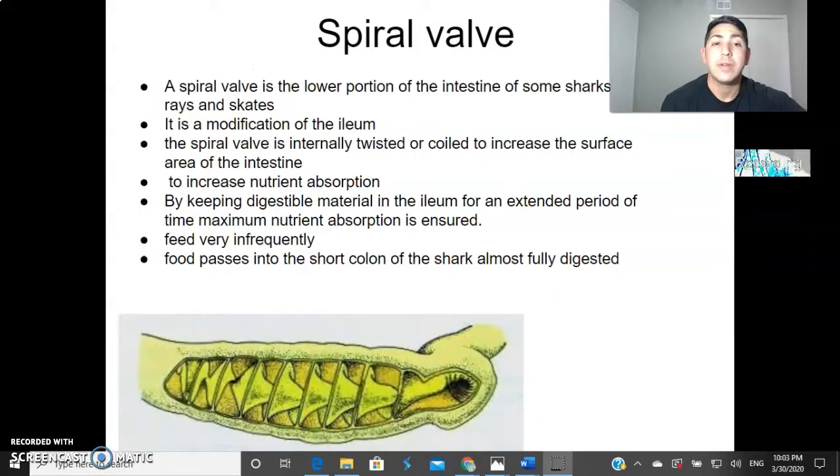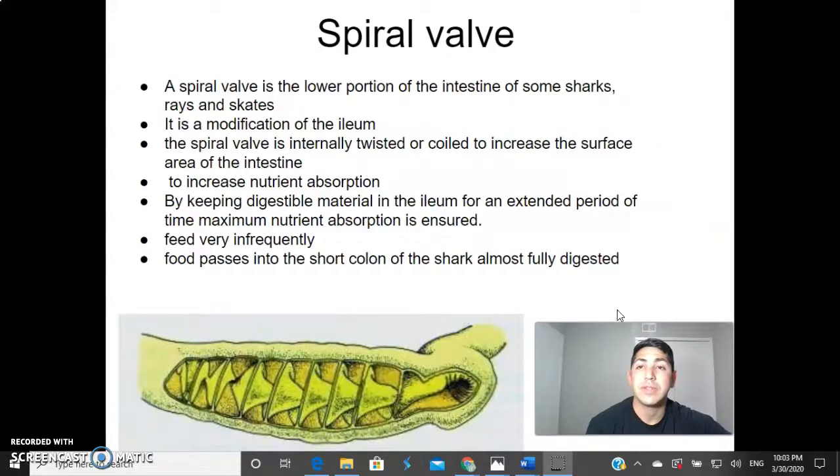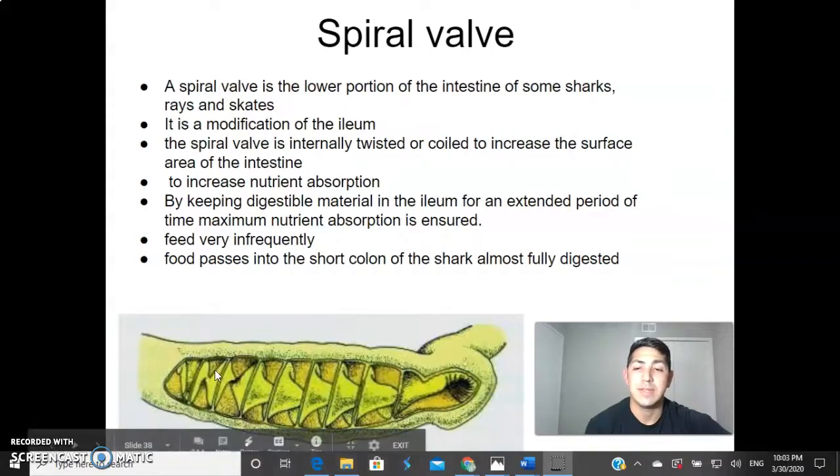One other unique characteristic about sharks is that they have a spiral valve. A spiral valve is in the lower portion of the intestines of some sharks, skates, and rays. It's a modification of the ileum. So in mammals, they have very long intestines, whereas sharks have very short but very twisted, coiled intestines, and so this increases the surface area of the intestine. So inside you can see that spiral organ, and it increases nutrient absorption.